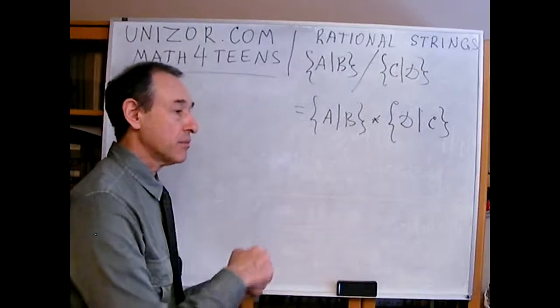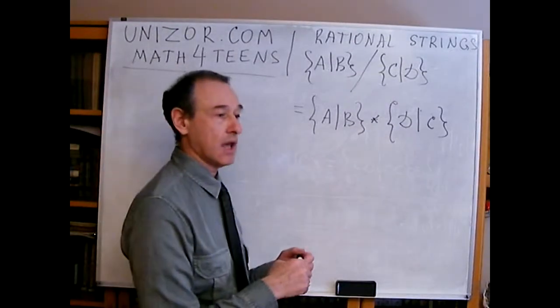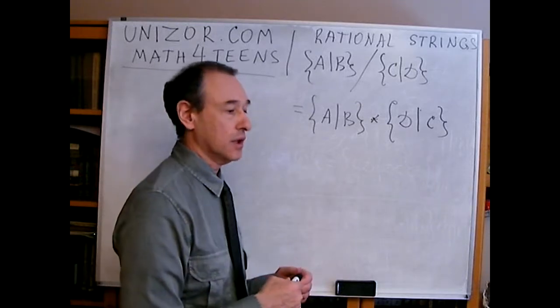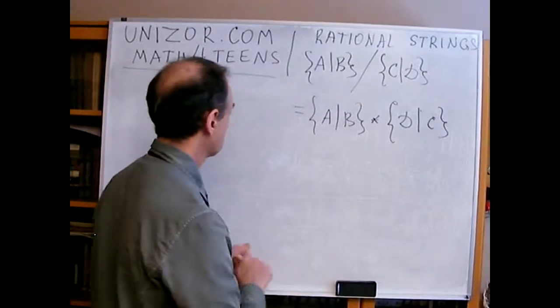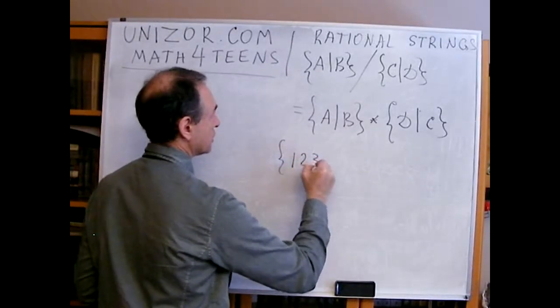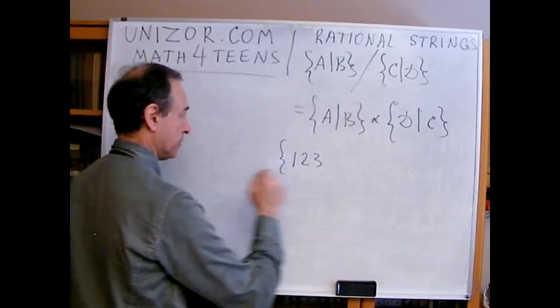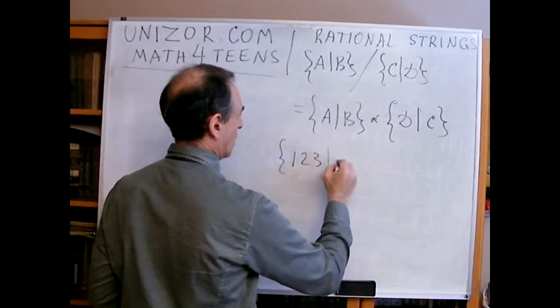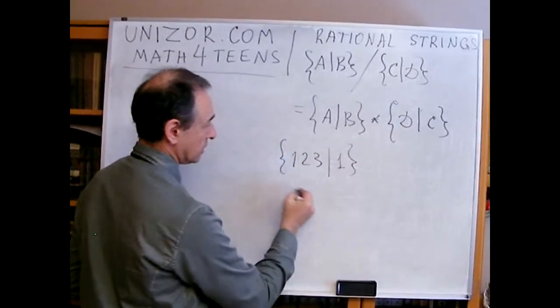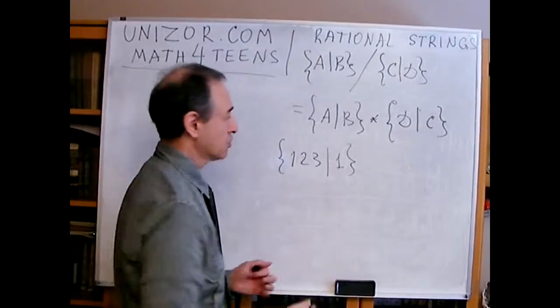Now, going back to the integer numbers and pseudo-integer representation of our integers among rational numbers, what we can say is that 123 over 1, which is actually 123 in integer number.